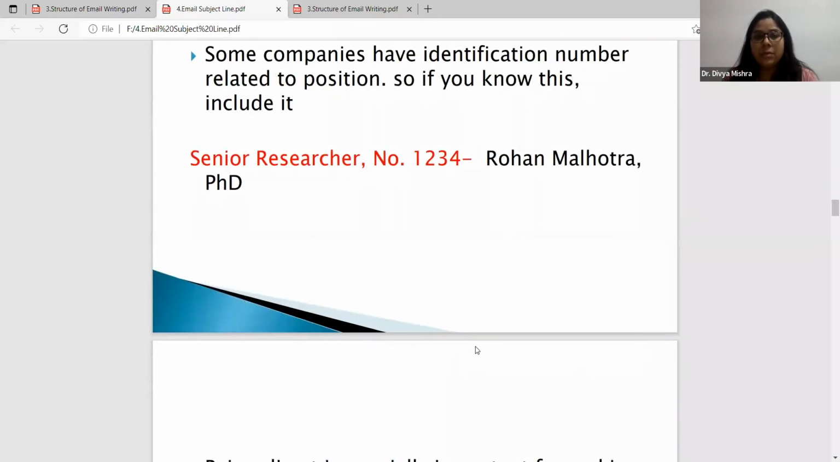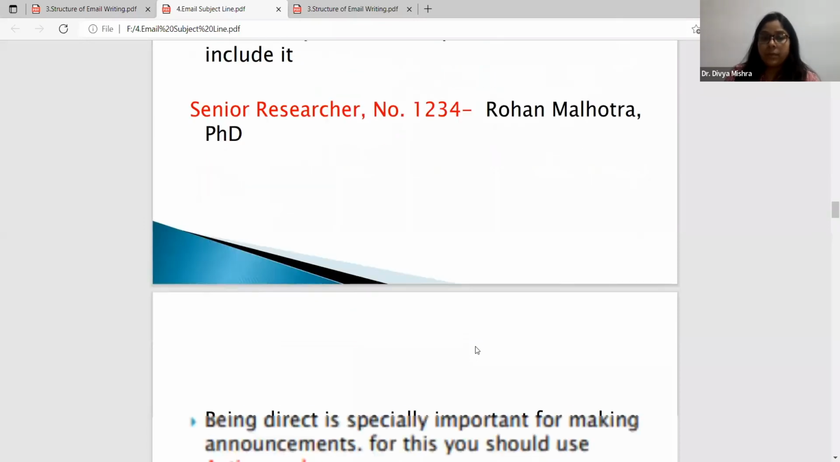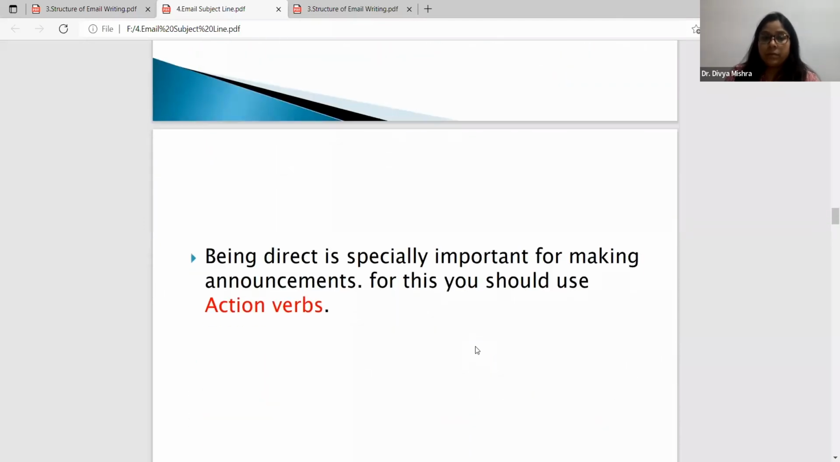This is again one example. Some companies have identification number related to your position. So if you know this, you can include it. Senior researcher number 1234, Rohan Malhotra, PhD. Being direct is especially important for making announcement. For this, you should use action verbs. Okay, action verbs or action. You need to include action verbs while you are writing subject line.